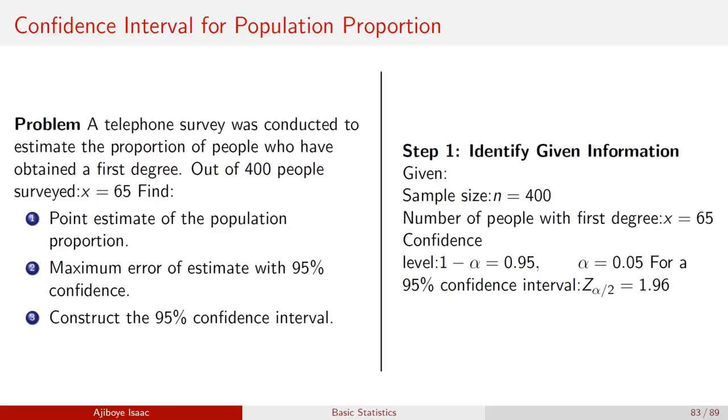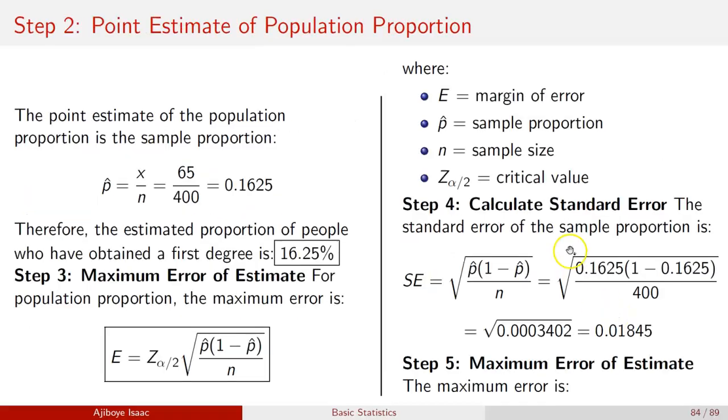So the first thing to do is to gather the information given in the question. We have the sample size to be 400. We have that 65 out of the 400 have a first degree, and we have been given the confidence level to be 95%, which is equivalent to 0.95. And so if our confidence level is 95%, then our level of significance will be 1 minus 0.95, which gives us 0.05. Therefore the critical value, z alpha over 2, is equal to 1.96 from our standard normal table.